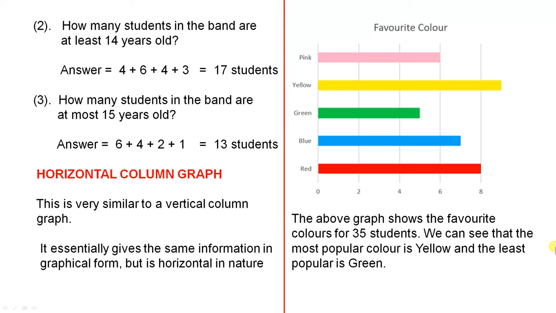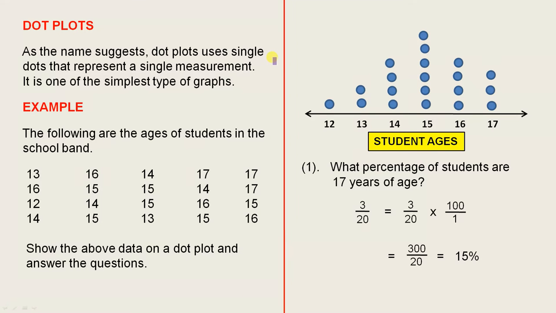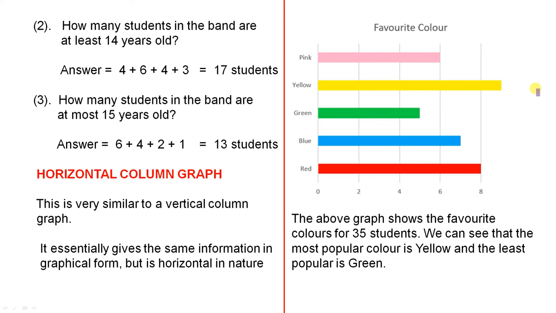Number 2, how many students in the band are at least 14 years old? At least means 14 or above. So let's quickly go back to the graph. So 14 or above means those, and those, and those, and those. So we add those together. So we have 4 plus 6 plus 4 plus 3. That gives us 17 students who are at least 14 years old.